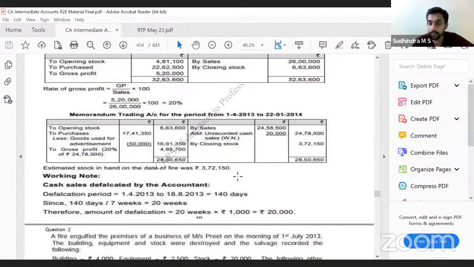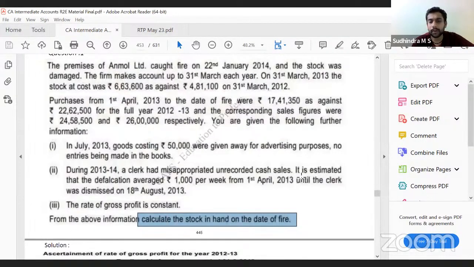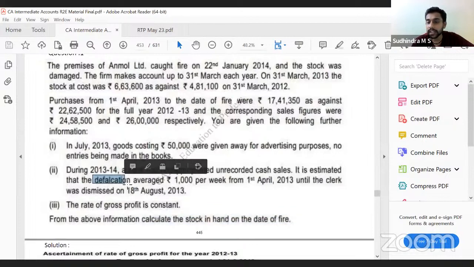What is defalcation, sir? Defalcation is misappropriation. The total amount of loss. Fraud, the total amount of fraud.